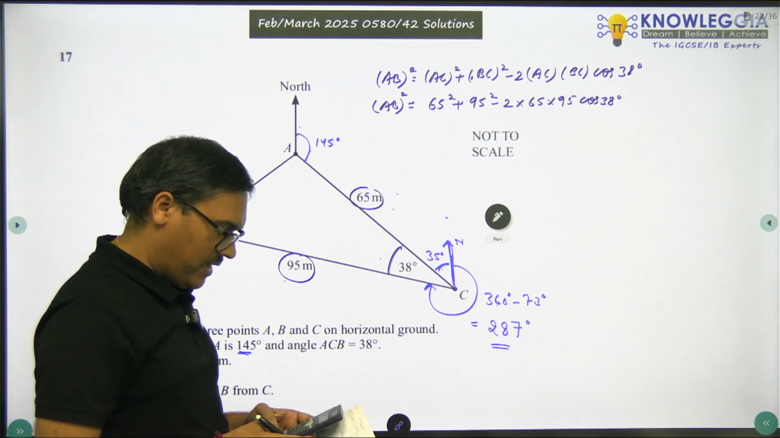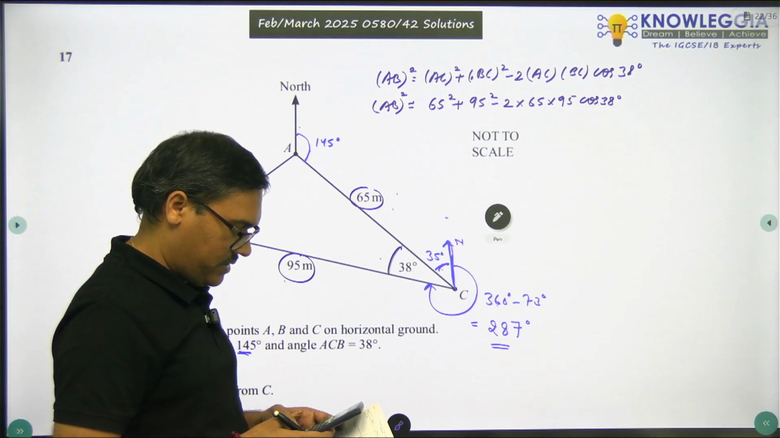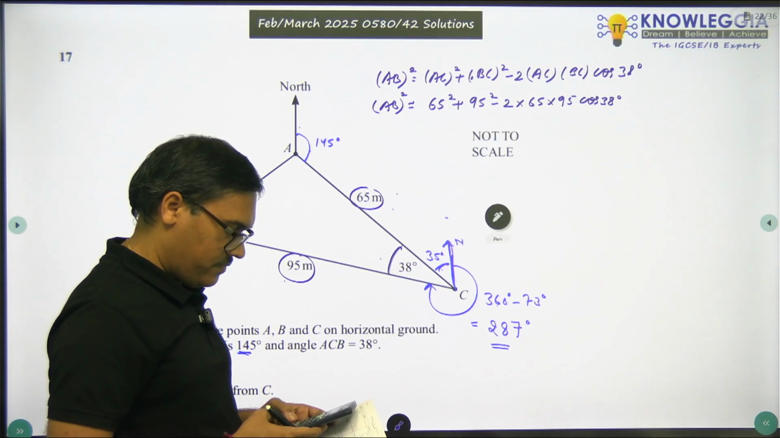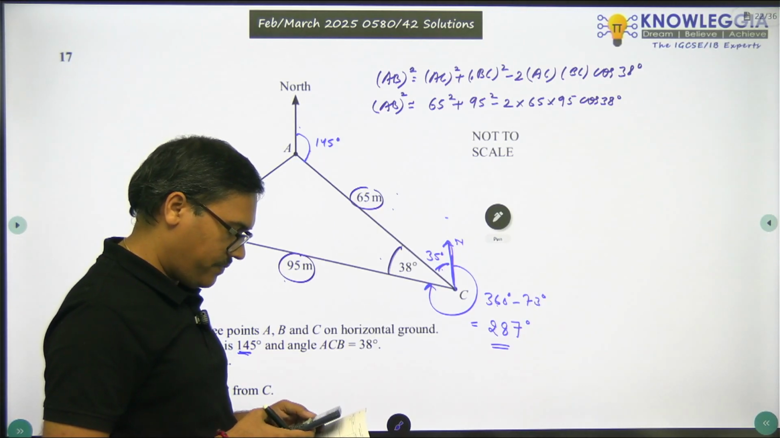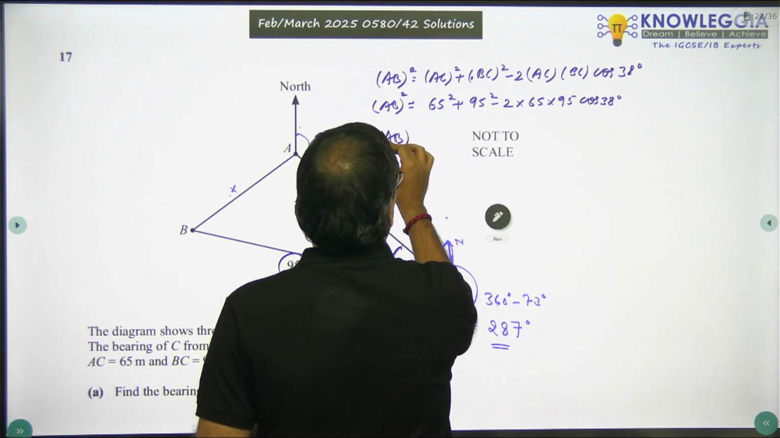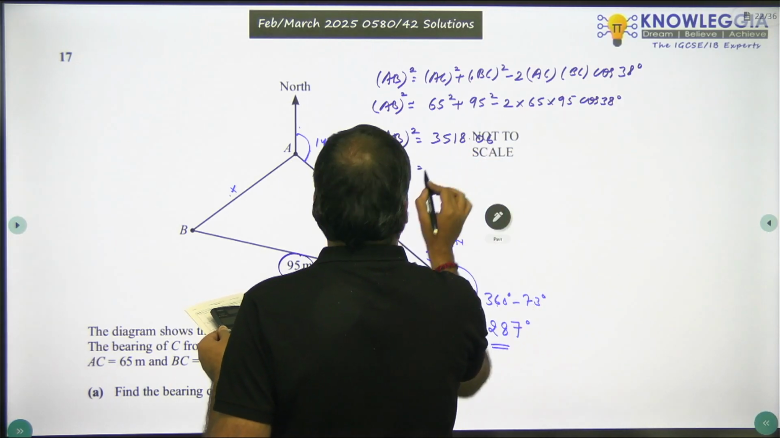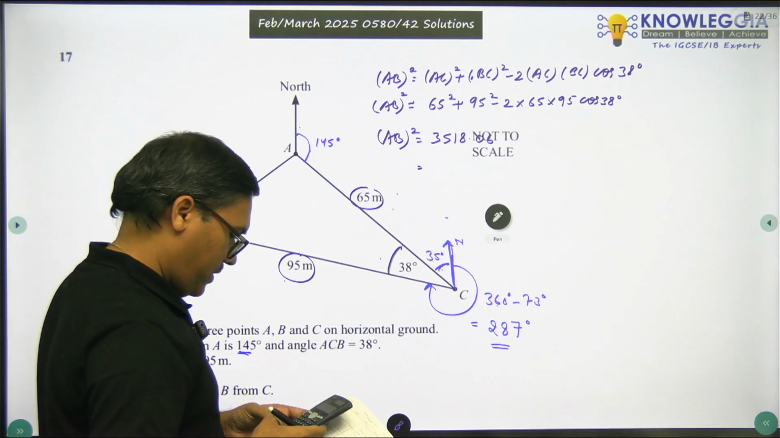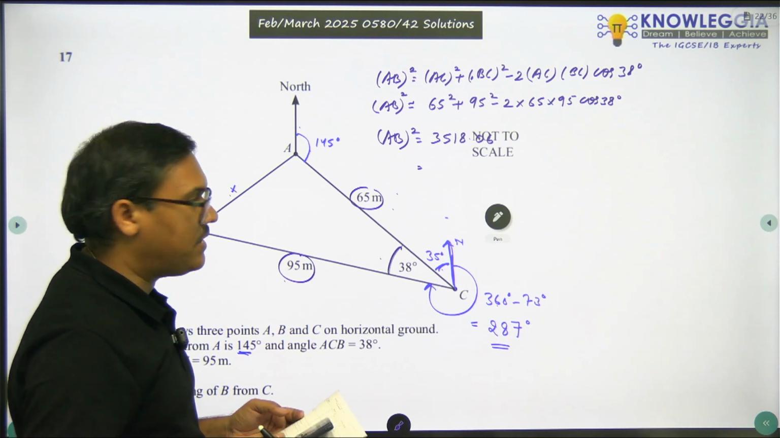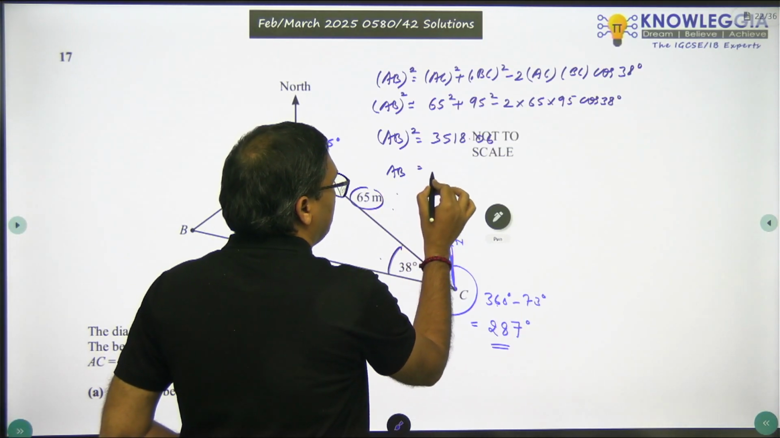So just calculate this. I'll put in the values: 65 square plus 95 square minus 2 multiplied with 65 into 95 into cos 38 degrees, which is equal to this, and we will take the square root of this. AB square, I'll write it here, is 3518.06. You will find this. Now we'll take the square root of this. The square root of 3518.06 is 59.31, which is what you have to prove. 59.3, right? So this is the answer. You can easily understand this. AB is 59.3.